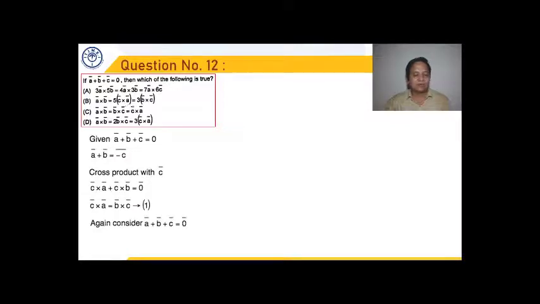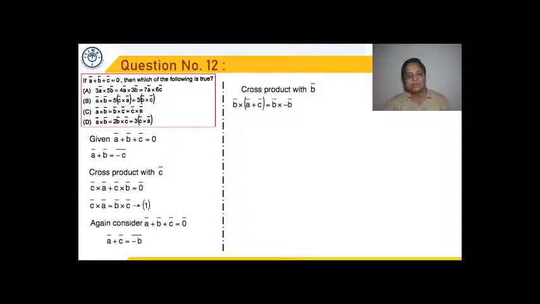Now using the same, again considering A vector plus B vector plus C vector equal to 0. So A plus C vector is equal to minus B vector. Now this time we will do cross product with vector B. So the right hand side, B cross B, will become 0, and cross is distributive over addition, so it becomes B cross A plus C is equal to B cross minus B. Since B vector and minus B vector are parallel, their cross product is 0. So it's B cross A plus B cross C. Now B cross A is equal to minus of B cross A, that is equal to A cross B.